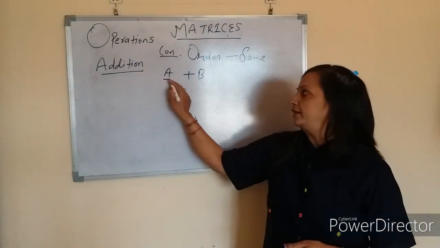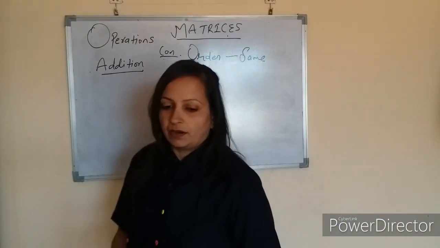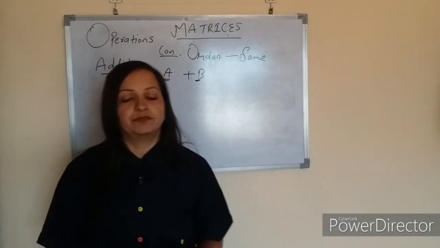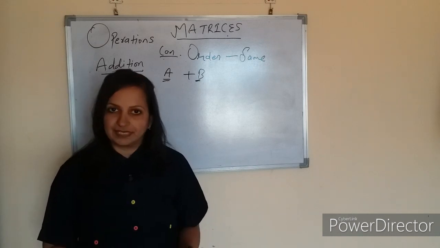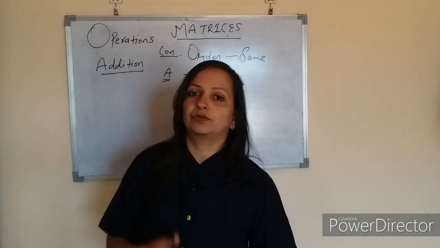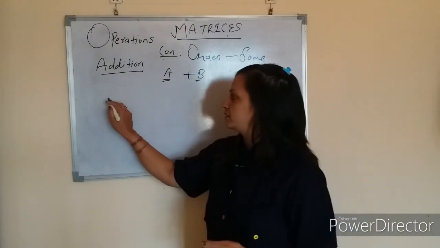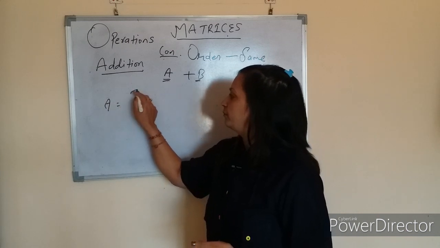That means if I say add matrix A and matrix B, then the order of matrix A and the order of matrix B should be the same. Now if you don't know what the order of a matrix is, just go back to my previous video, in which we discussed the order of the matrix.